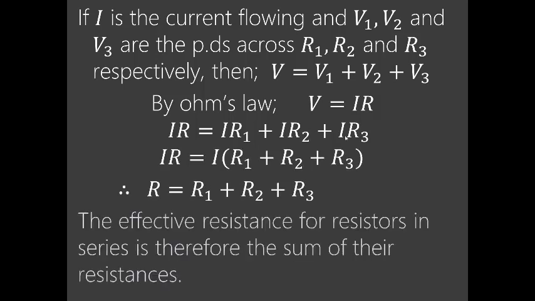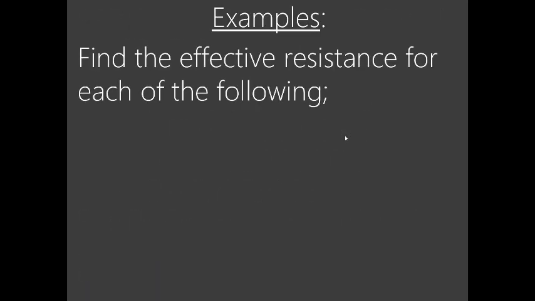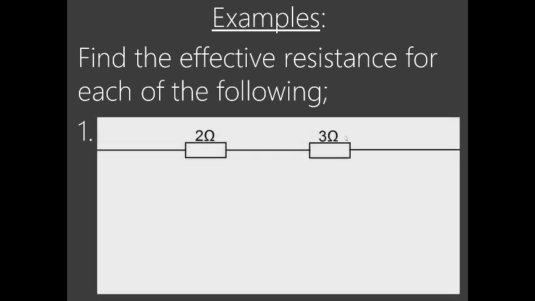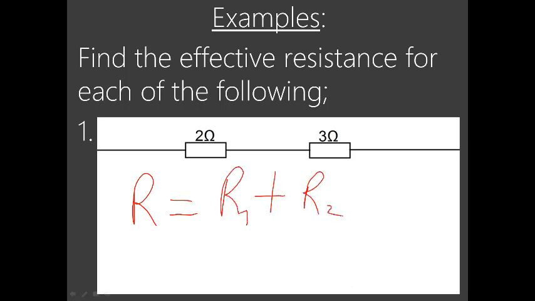Let's look at a simple example here. Find the effective resistance for each of the following. Number 1, actually. What's the total resistance here, or the effective resistance? I think we can do this together anyway. So we said R is equal to R1 plus R2. What is R1? 2 ohms plus R2, 3 ohms. So you end up with 5 ohms. Yeah. So we're done.